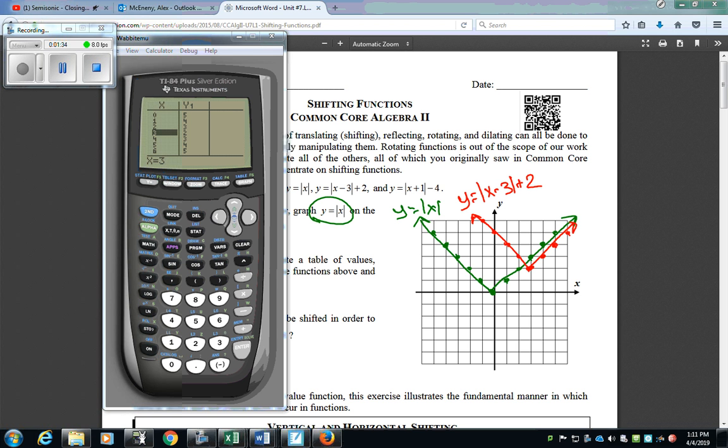And then I'm going to go back and put in the other one, which was plus 1 and minus 4. And then you'll see here, this one has a turning point at -1, -4, because you see those repeat y values around it.